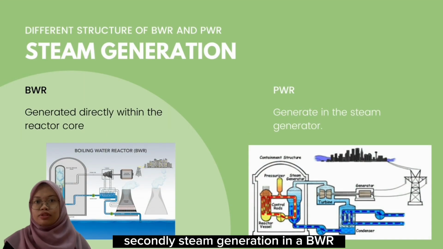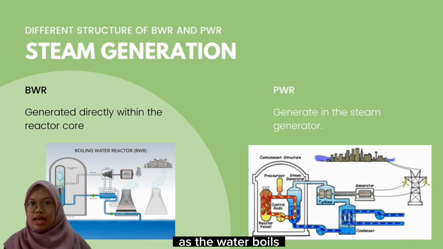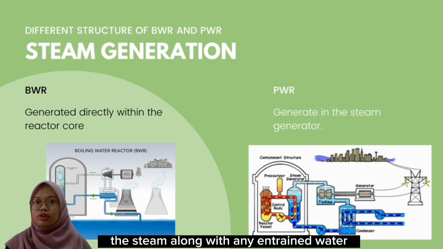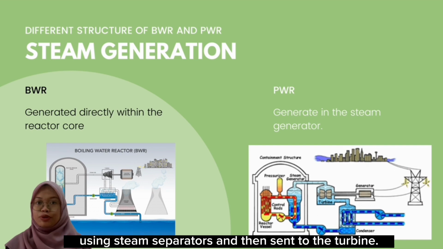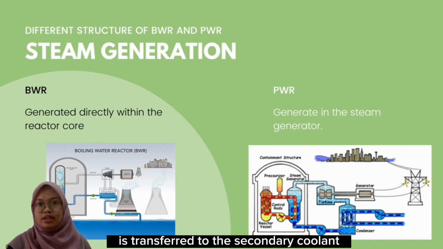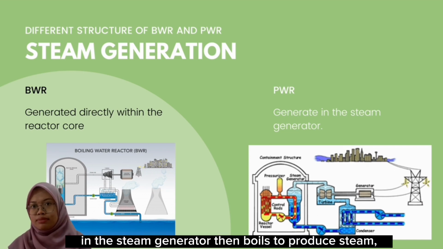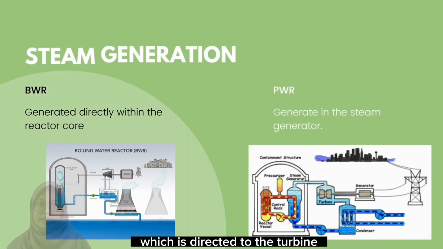Secondly, steam generation. In a BWR, the steam is generated directly within the reactor core as the water boils due to the heat produced by fission. The steam, along with any entrained water, is separated from the remaining water using steam separators and then sent to the turbine. In a PWR, the heat from the primary coolant is transferred to the secondary coolant using a heat exchanger, which is the steam generator. The secondary coolant in the steam generator then boils to produce steam, which is directed to the turbine.